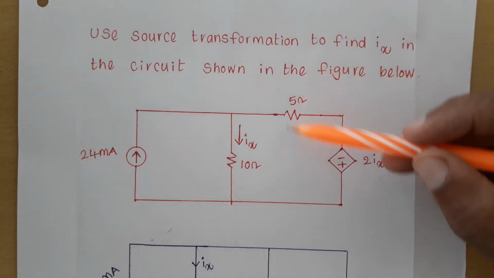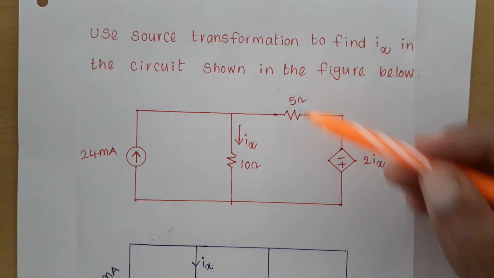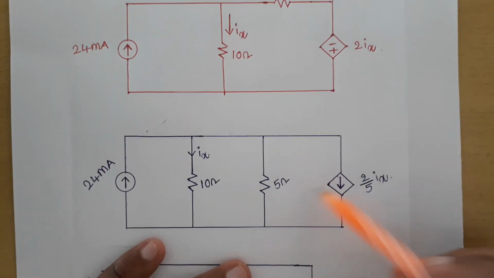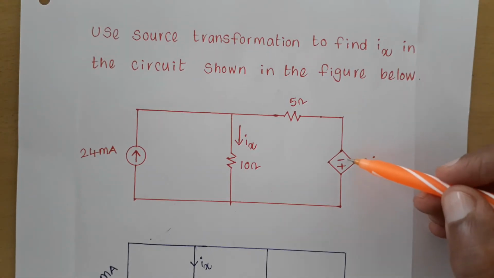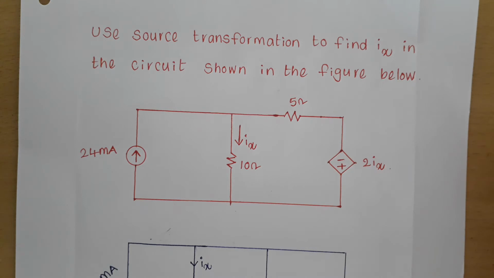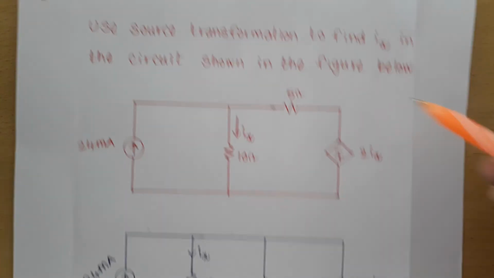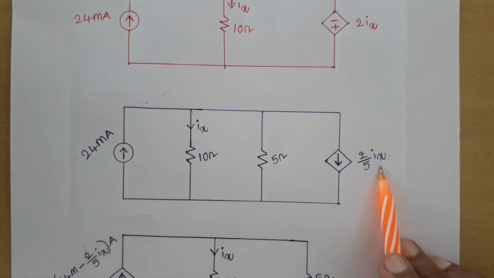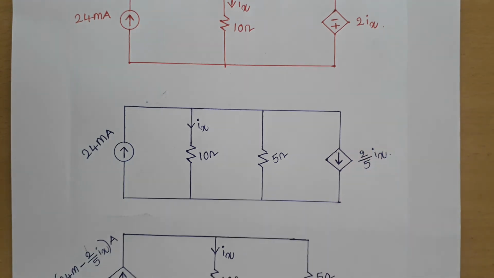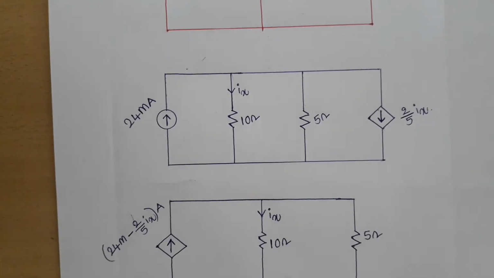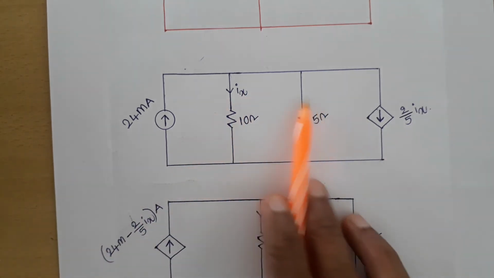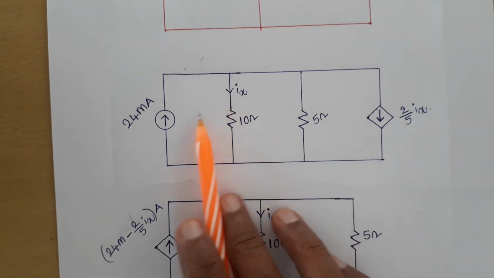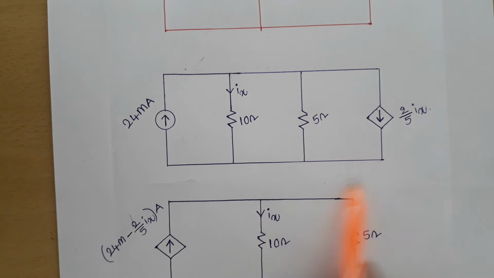Now I am changing this practical voltage source to a practical current source. The resistor comes as a resistor in parallel to the current source, and as it is plus and minus, the arrow should be towards plus, and the value of this current source is 2Ix by 5, that is 2 by 5 Ix, in this direction. Now all four elements are connected in parallel. Again we cannot simplify here because we want the current in the 10 ohm resistor, but this current is flowing in this direction and this current is flowing in this direction.